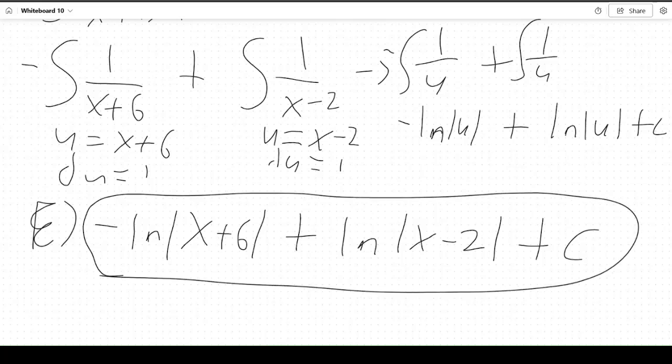And that's very much it, guys. All you got to do is practice, guys. This is really simple if you put in the work, so just remember that.